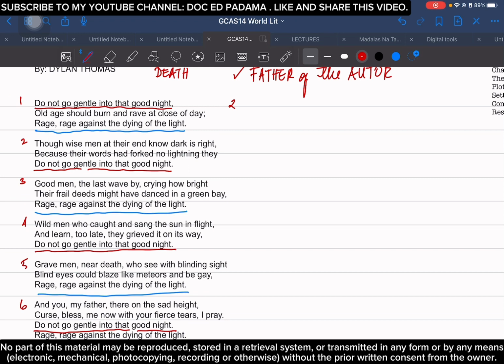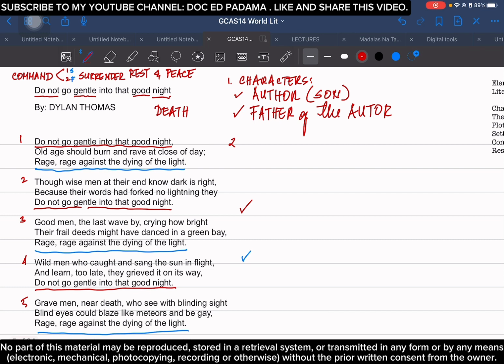What does "do not go gentle into that good night" mean? For this one we will use the red, and for "rage, rage against the dying of the light" we will use the blue. So that is the color code we will be using. "Do not go gentle" is actually already the title. It refers to what we earlier discussed: Dylan Thomas commanding his father, asking his father not to give in to death. It's as simple as that. So that's already the first line.